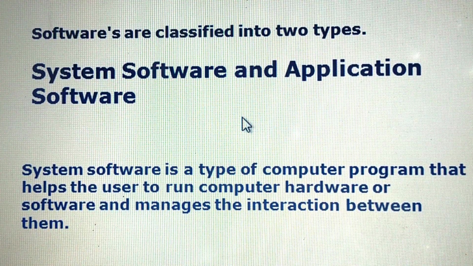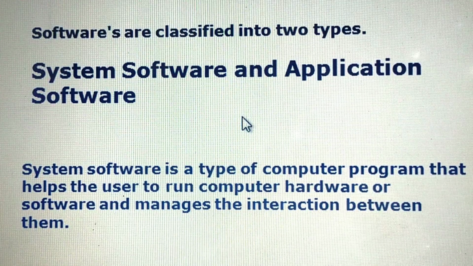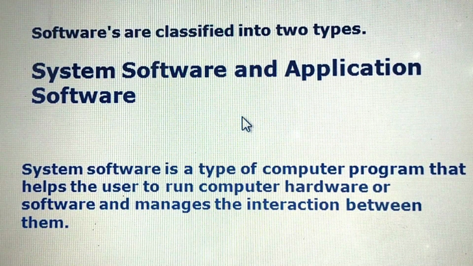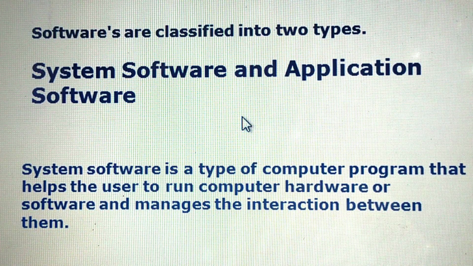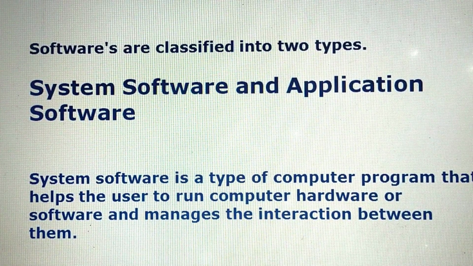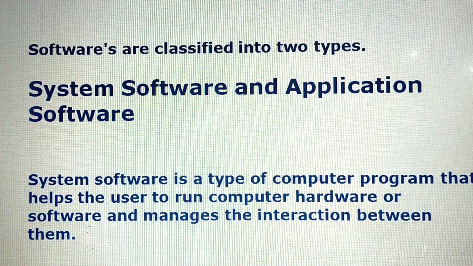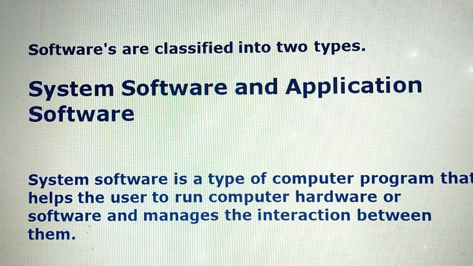Software is classified into two types: system software and application software. The first one is system software, the second one is application software. System software is a type of computer program that helps the user to run the computer hardware or software and manages the interaction between them. To interact with the computer, we require some interface. Such an interface is called system software. Software which makes interaction between user and computer is called system software.